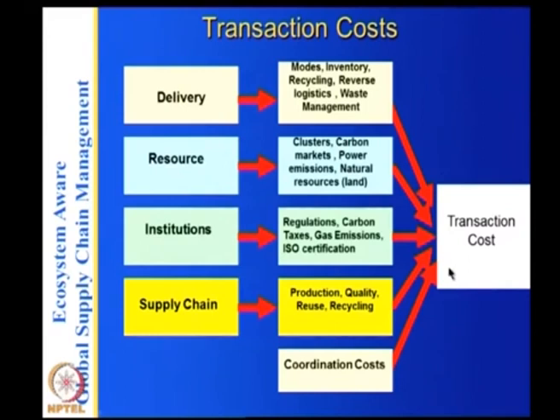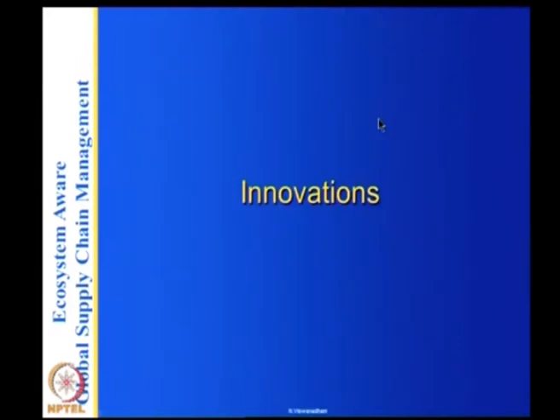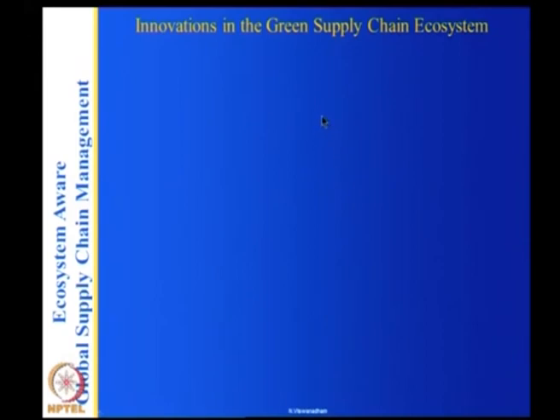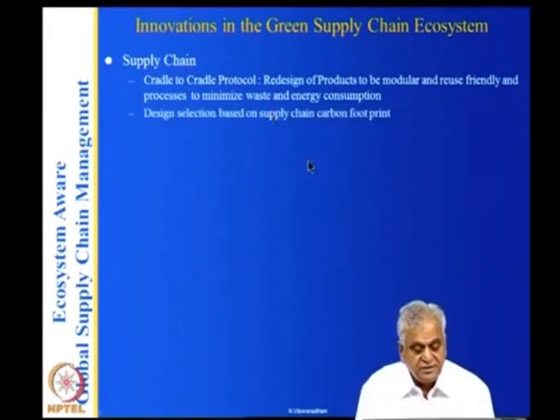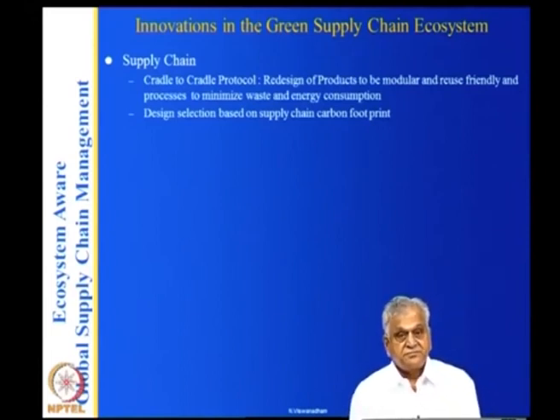So, we have looked at the performance. Performance is basically the cost as well as the GHG gases, and how each of these four elements of the supply chain ecosystem influence these costs. So, let's look at the innovations here. In the supply chain, we have the cradle to cradle protocol, redesign of products to be modular, reuse friendly, and processes to minimize waste and energy consumption. You can call it an innovation because you are doing a redesign. And design selection based on supply chain carbon footprint. So your criteria for selection of the design changes; you are looking at the carbon footprint.